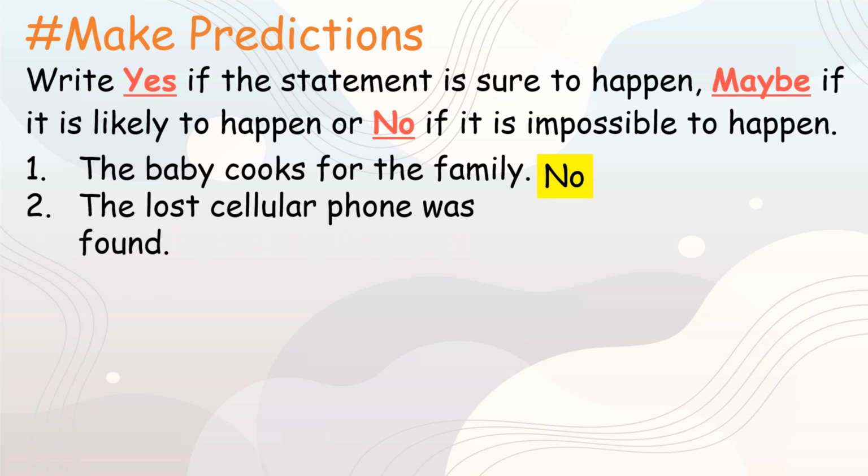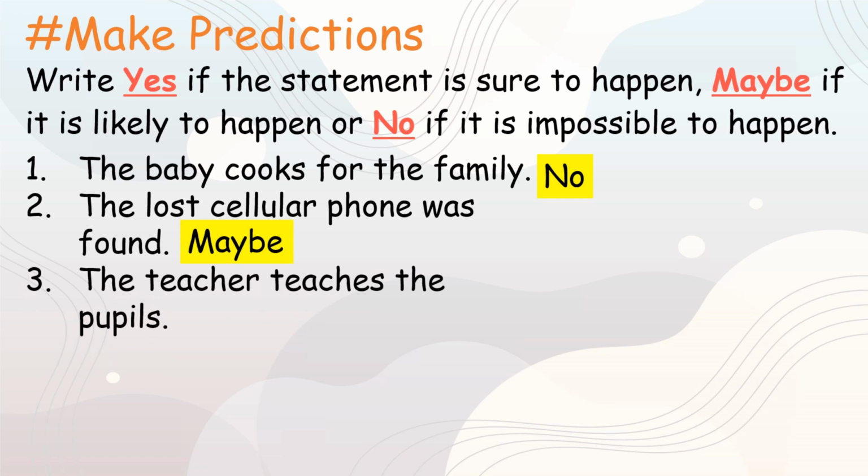For question number 2, the lost cellular phone was found. And the correct answer is maybe, no? So, maybe makita natin or makita ng tao at ibabalik. Right. So, for question number 3, the teacher teaches the pupils. And of course, it is likely to happen. So, the correct answer is yes, no? So, alam natin na si teacher nagtuturo sa mga bata.